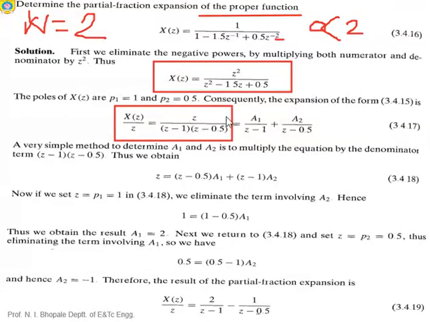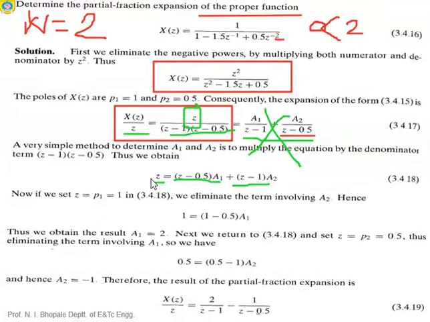Now just split this entire term into the format A1 by z minus 1 plus A2 by z minus 0.5. That is what is done over here. This particular term is the partial fraction for X of z by z. For this, let's do the cross multiplication of these two terms: z minus 0.5 into A1, plus z minus 1 into A2, which will be equated with the numerator of X of z by z, that is z.